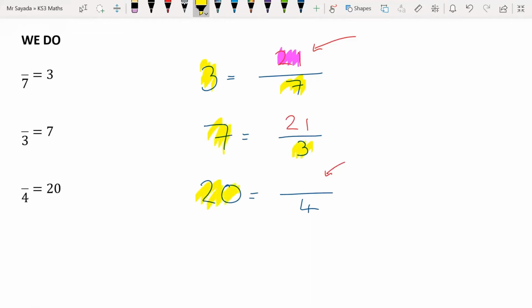So let's do the same thing here. 20 times 4, that equals 80. Then we can quickly check, what's 80 divided by 4? So 4 into 80. So this is just me checking. Yep, that's right. 20 is 80 divided by 4.